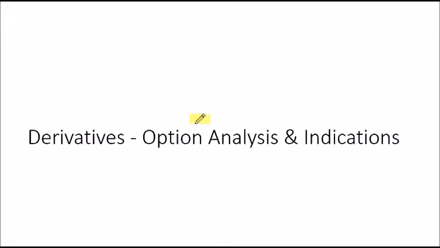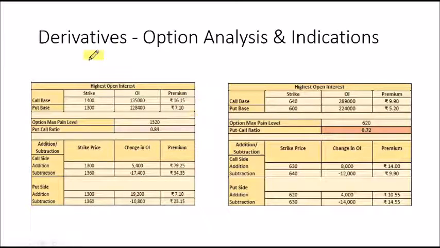So, derivatives analysis and indication. This is nothing but the crux of the option chain. What is happening in the options? This is all we need to know. First, look at call base and put base. What is this? Call base is where the highest number of open contracts, open interest, is built up. The highest number of open call contracts is the call base, and put contracts is the put base. This is basically a range for that particular expiry.